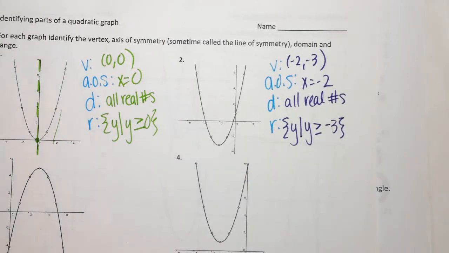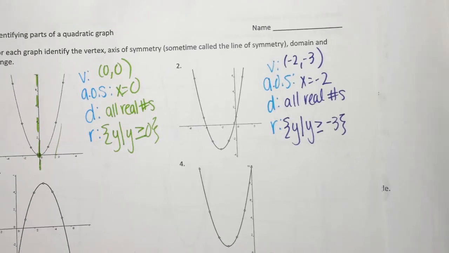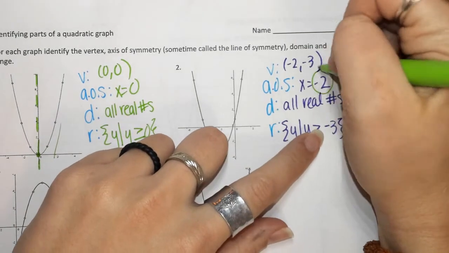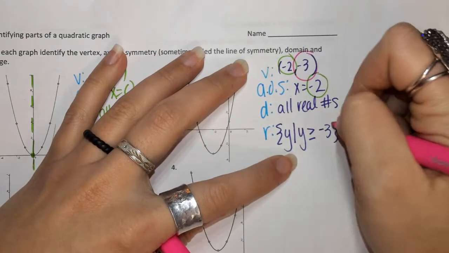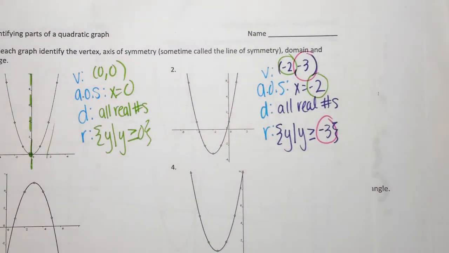-3. Good job. How many of us got that right? Take a point, children. So remember, your axis of symmetry and your vertex x value are always going to be the same. And then your vertex y value and your range will always be the same. That's how you can check to make sure you did it correctly. Alright, let's do number 3 together.